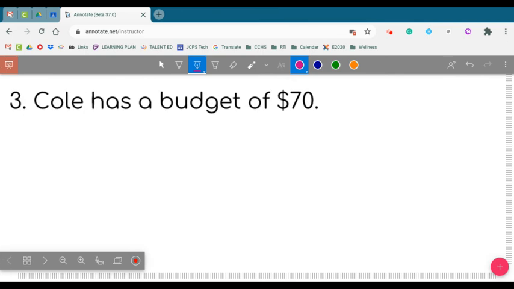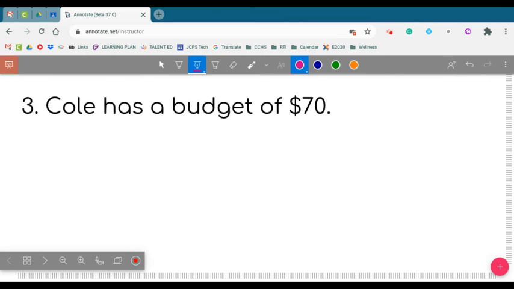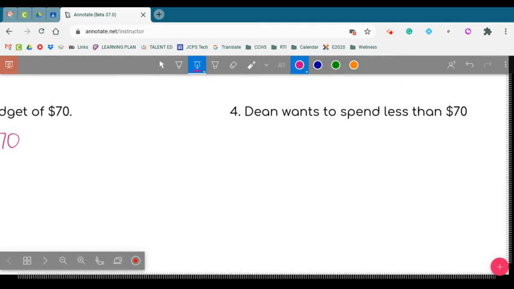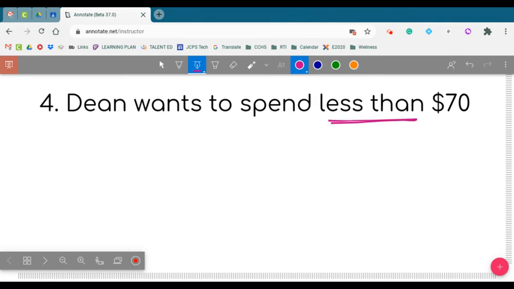Cole has a budget of $70. If he has a budget of $70, can he go over $70? No, because he doesn't have $71 to go over. Can he spend exactly $70? Yes. Can he spend anything less than $70? Yes. So this would be less than or equal to $70. Dean wants to spend less than $70. Can he spend more? No. Can he spend exactly? No, because he wants to spend less than that. So it would just be less than $70.